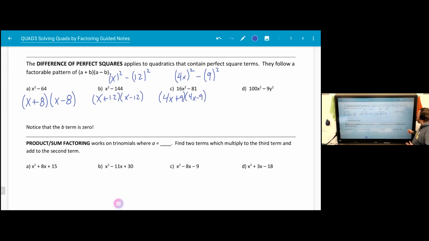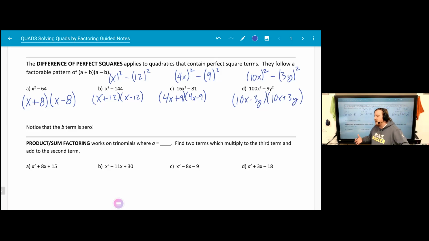Okay. And it also can be done with multiple variables. Well, what square gives 100? That would be 10. What square gives us x squared? X. So 100x squared minus 9y squared. Well, what square gives us 9? That would be 3. And what square gives us y squared? That would be y. So this is like 10x squared minus 3y squared. In other words, what I'm going to end up with is 10x minus 3y times 10x plus 3y. And again, you could put plus 3y, then minus 3y. It doesn't really matter. Remember, multiplication works both ways.